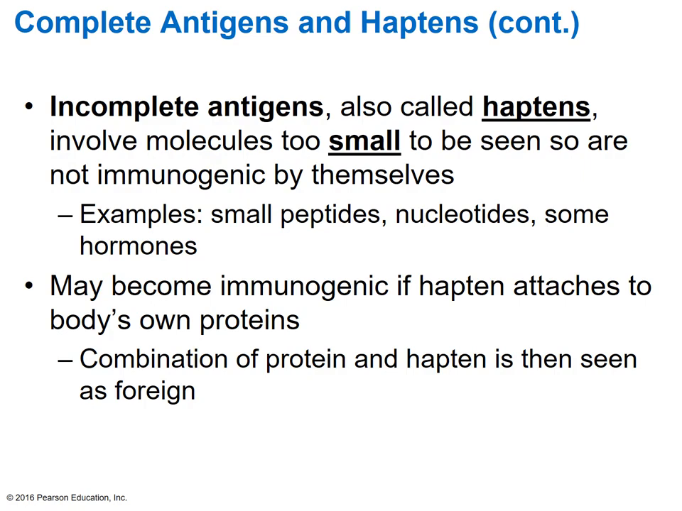Incomplete antigens are also called haptens. Basically, these are molecules that are too small, so by themselves, you're not going to see any type of immune response. Very small things like peptides, which are not as large as proteins, nucleotides, some hormones. Now, if the hapten attaches to something else, then it may trigger a response.